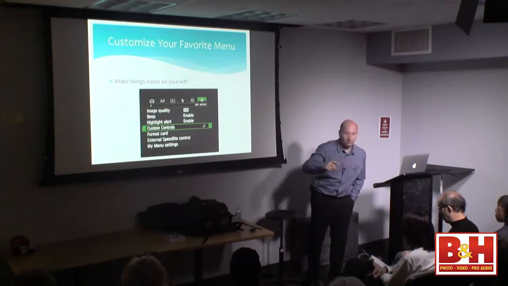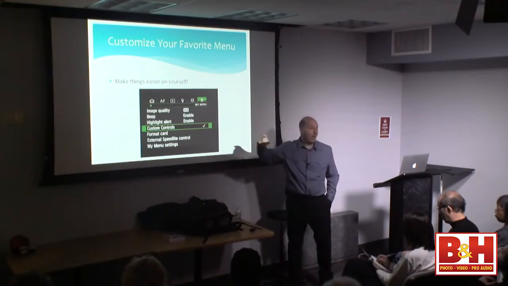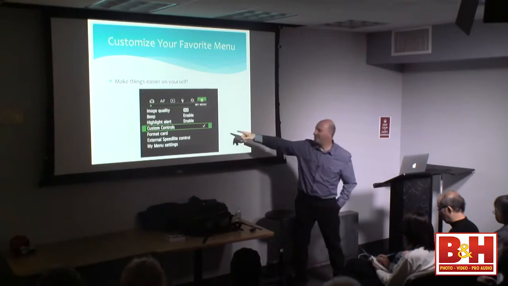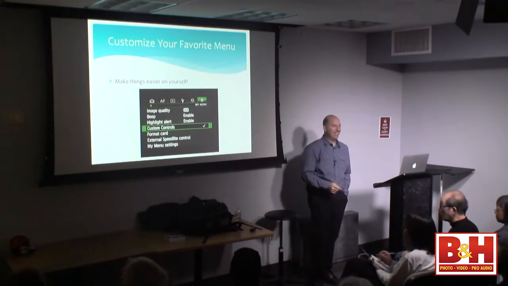The other one that's highlighted is custom controls. That is my back focus on and off. And the reason it's highlighted is because that's one I use a lot. So I leave it rolled there. And so I'm turning that on and off 10, 20 times a day, sometimes, depending on what I'm shooting.